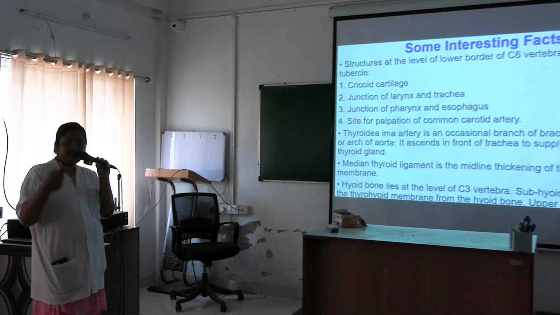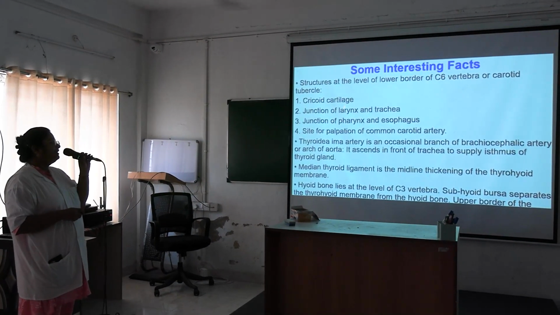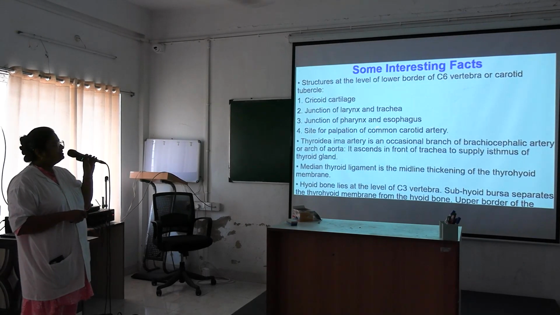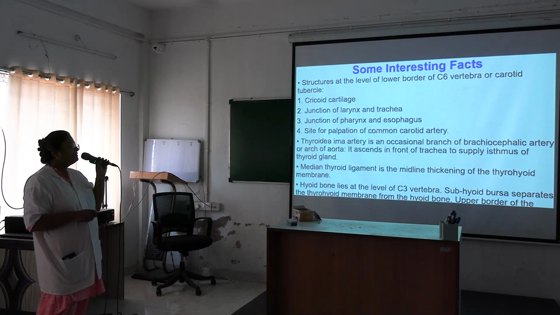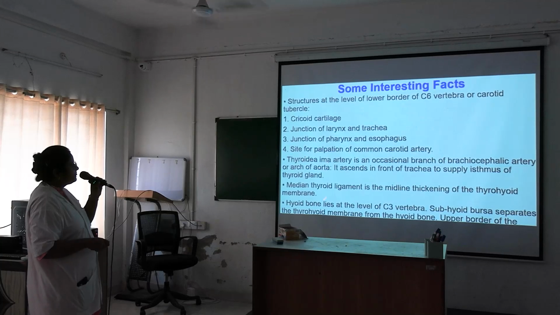The cricoid cartilage ends here, the lower border of the cricoid cartilage. The junction of larynx and trachea is present at this level. The junction of pharynx and esophagus is also lying at this level. And it is the site for palpation of the common carotid artery. Here you can palpate it.